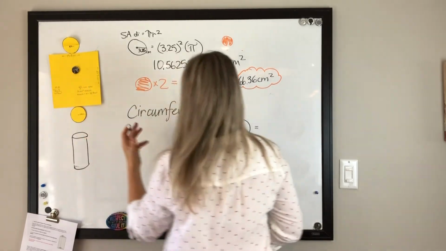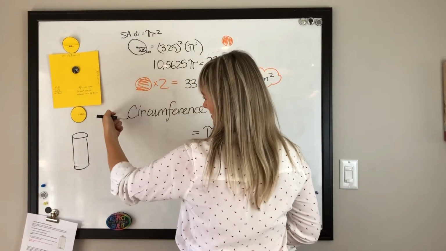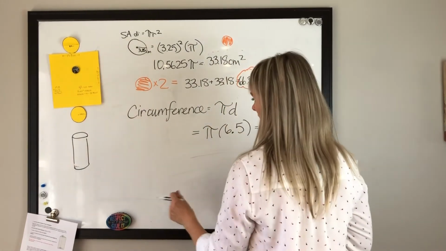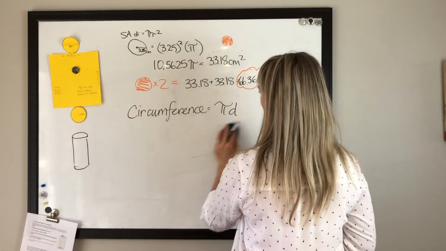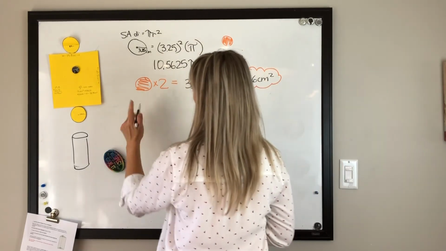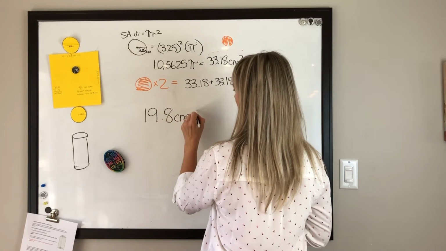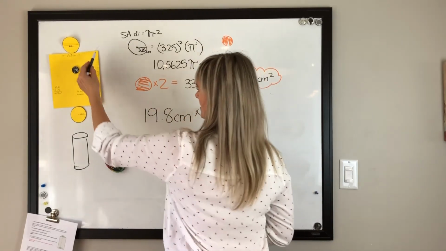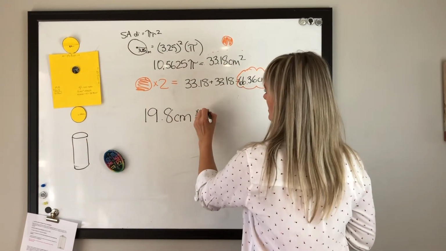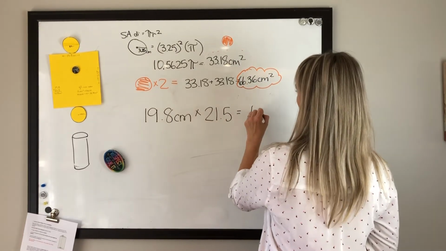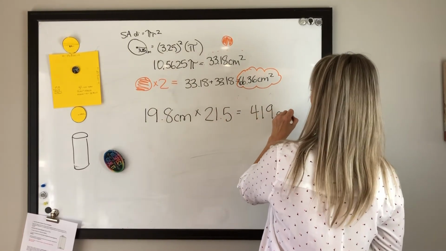This will be equal to the circumference of this guy. Then you're going to multiply that by your height, or your width, or your length, whatever you want to call it. So if I had already figured out that the circumference, if I were given the circumference, we're going to say is 19.8 centimeters, and that's going to be multiplied by this. So this guy times 21.5. And that is going to give us 419 centimeters squared.